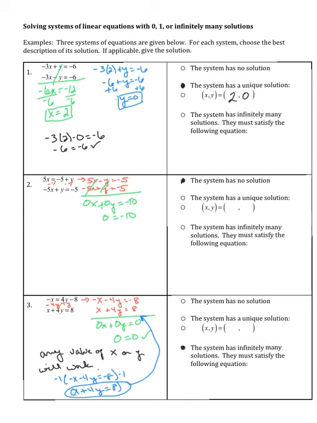Now this second page is what you're going to find in Alex. This is what you're going to have to do. You're going to have to do the math and determine if the system has a unique solution, no solution, or infinitely many solutions. All right, we've got some good examples here.